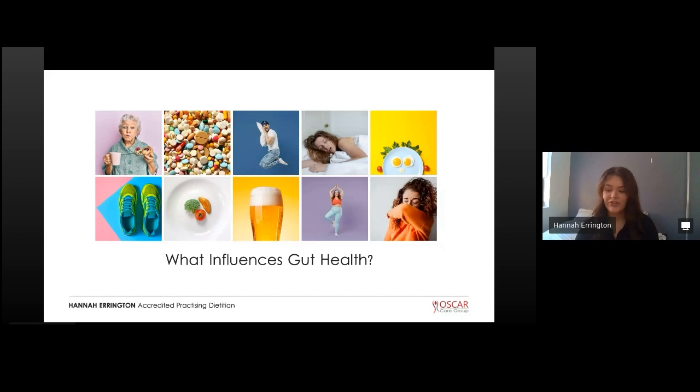And then our overall health state, so any viral infections or chronic diseases that you might have, just your overall health and well-being can impact on your gut health.